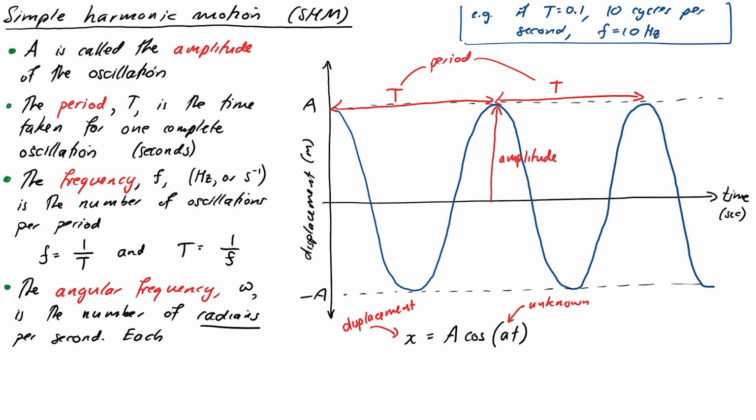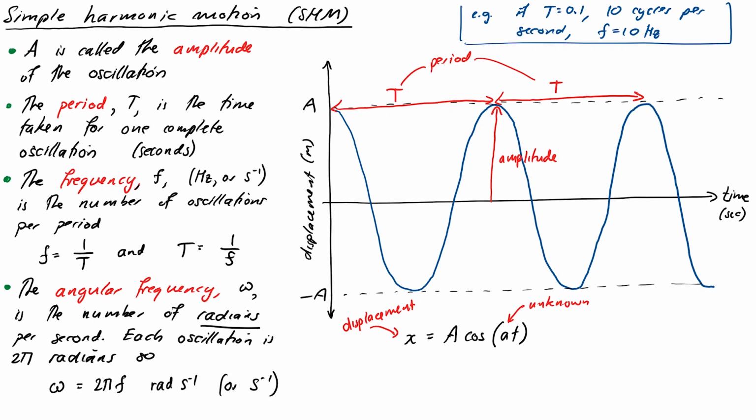because remember, radians aren't actually real units at all. So each cycle has 2 pi radians, so for every cycle there must be 2 pi radians, and so if there are 10 cycles a second, there must be 10 times 2 pi radians a second. So our angular frequency omega is just 2 pi times the frequency itself.